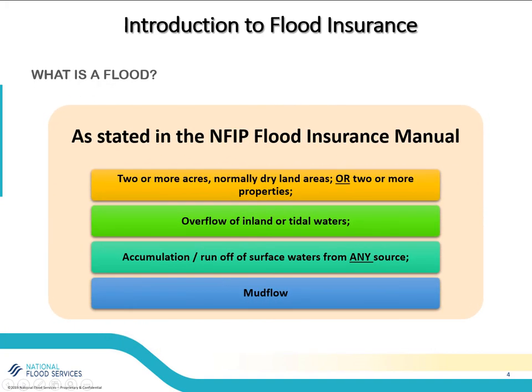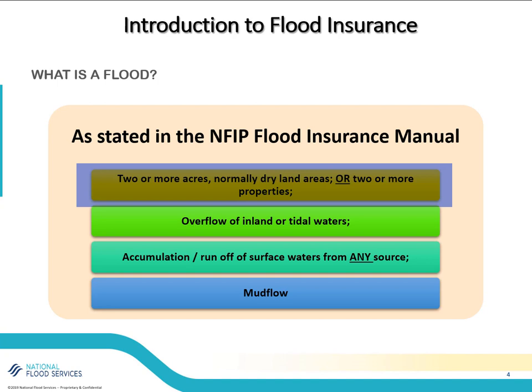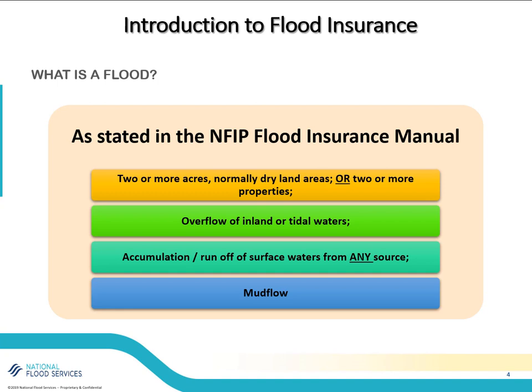The definition of a flood is an integral part of the flood program and is clearly stated in the National Flood Insurance Program's Flood Insurance Manual. In order to meet the definition of a flood, there are a few terms that are essential. The first is 2 or more acres of normally dry land. To be considered a flood, the land has to be dry normally and is now inundated with rising water. This rising water should encompass either 2 or more properties or 2 or more acres.